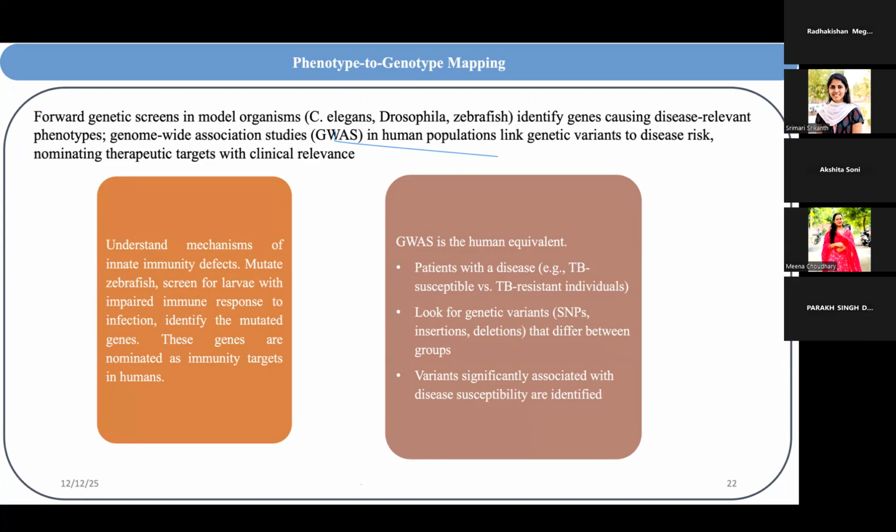For that, in the case of humans, genome-wide association studies are used. Patients with the disease are examined, looking for genetic variations, and variants significantly associated with disease susceptibility are identified. These variants we can often map to the involved infections and immune responses or pathogen survival. So these genes are nominated as therapeutically relevant targets.